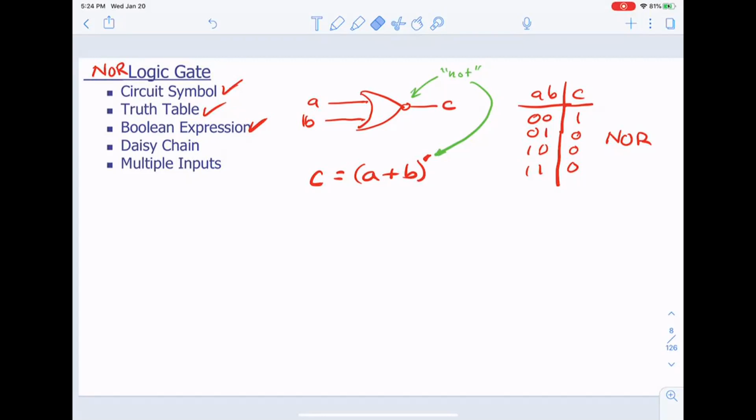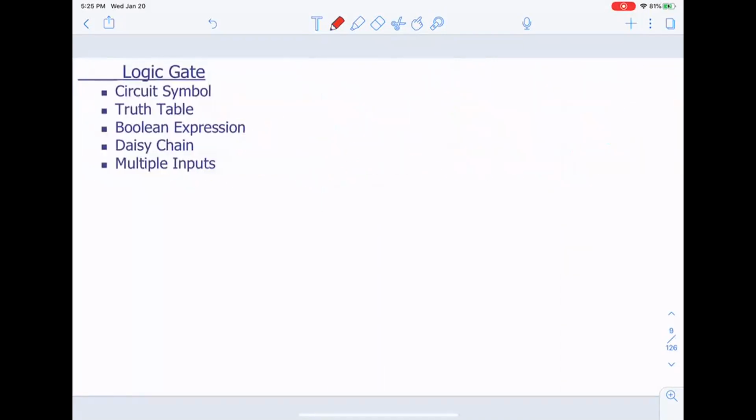You know what? I think you've got a handle on the daisy chain and multiple inputs, so I'm not going to redo that for this one. I might do it on the next one. But those are the three things I want to talk about: circuit symbol, truth table, and logic expression for this NOR gate. Let's do another one.